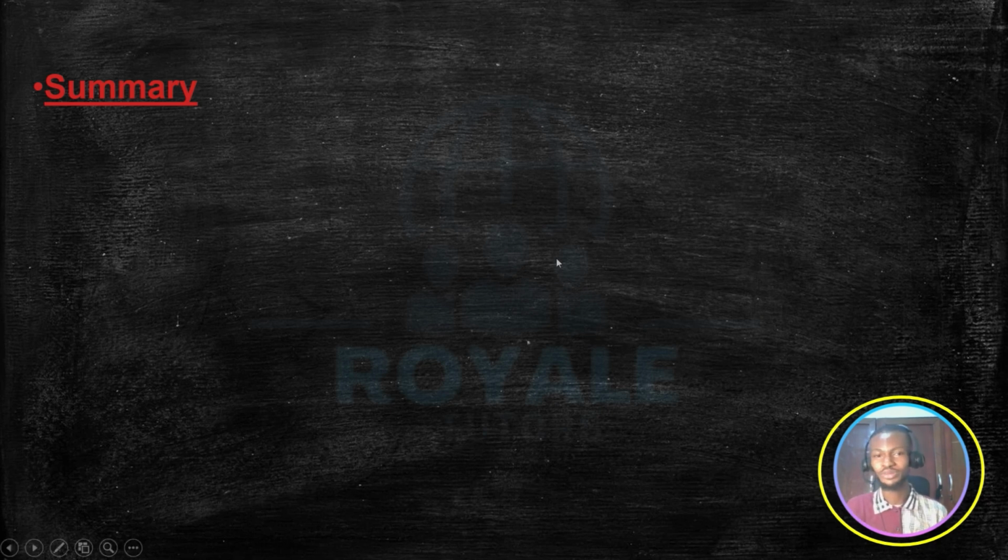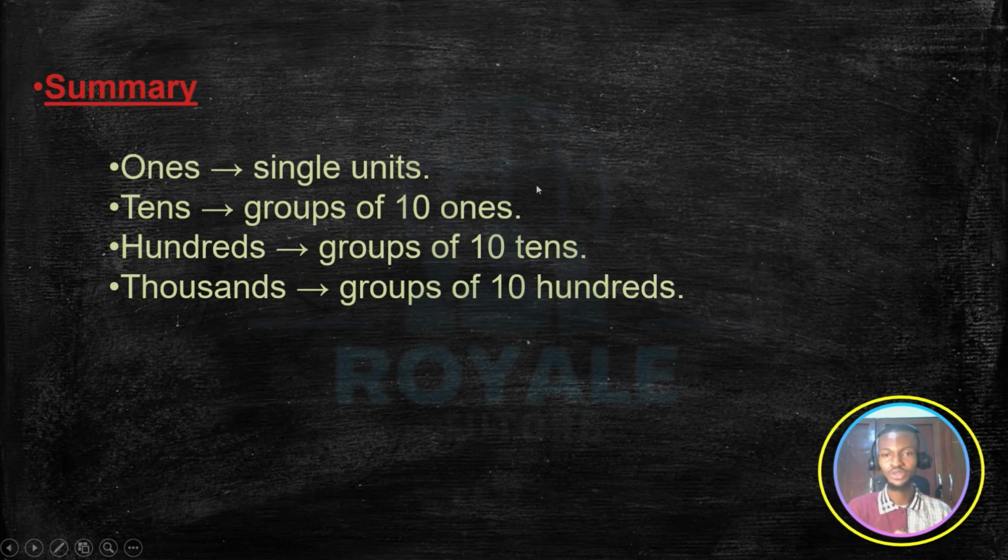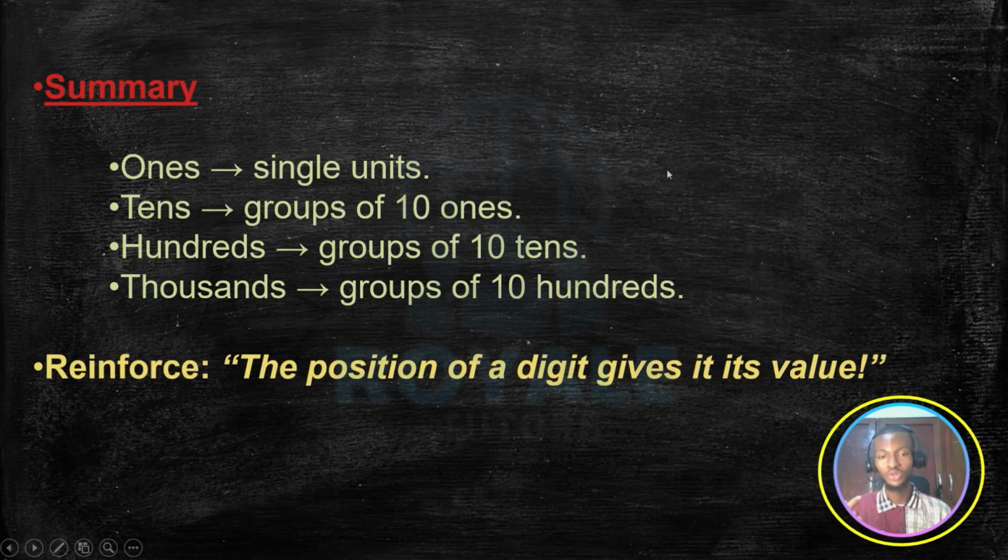Now let's take a little summary of what we've learned so far. We have the ones, that is the single unit. We have the tens, which are groups of 10 ones. Then we have the hundreds, which are groups of 10 tens. Then we have the thousands, groups of 10 hundreds. So don't forget, the position of a digit gives it its value. Let's take that one more time. The position of a digit gives it its value, and that value is what we call place value.